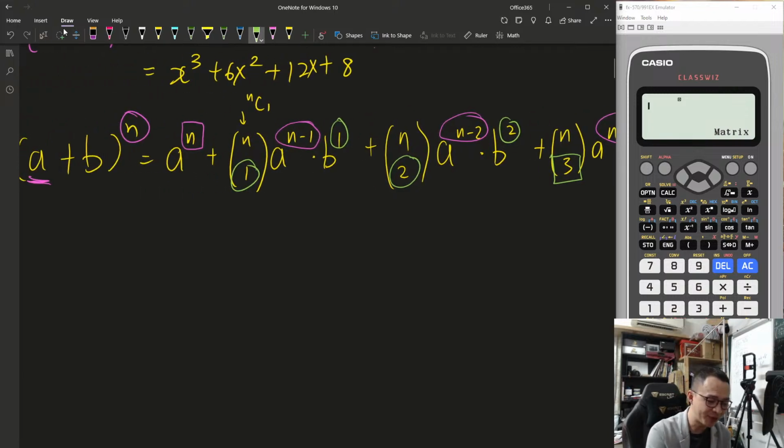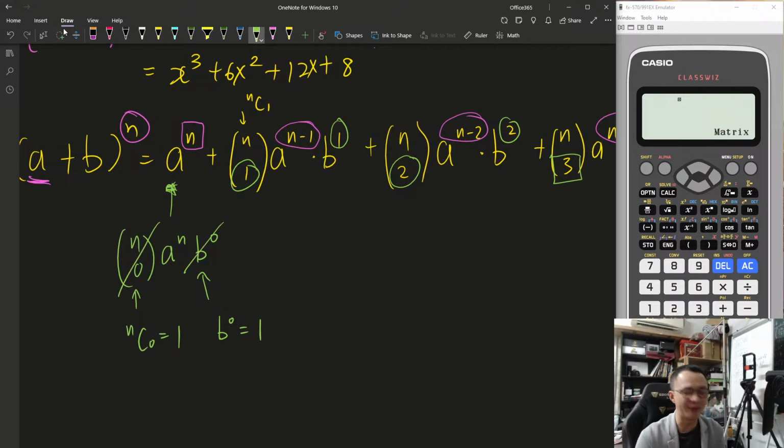Supposedly the first term, I actually do some shortcut. The first term supposedly is nC0, and then this one is a power of n, b power of 0. But because nC0 equals 1, and b power of 0 also equals 1, this is the reason why in the formula we don't write both of these terms there. We will just start with a power of n.